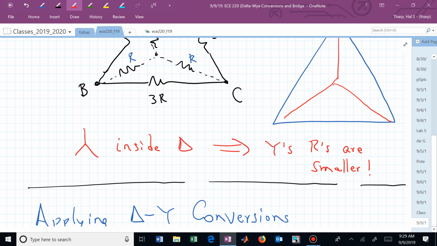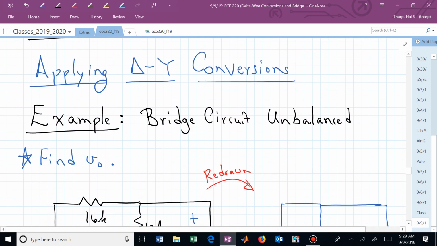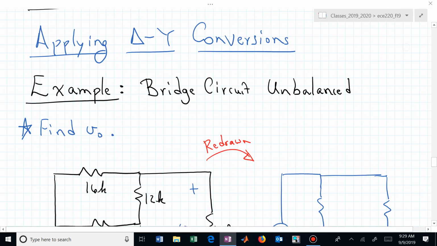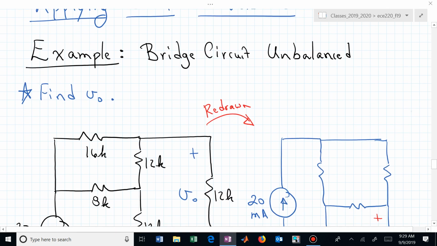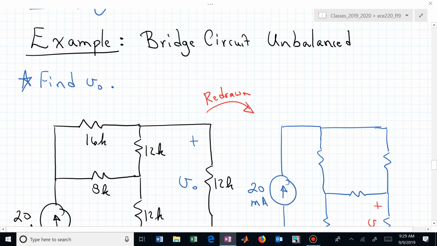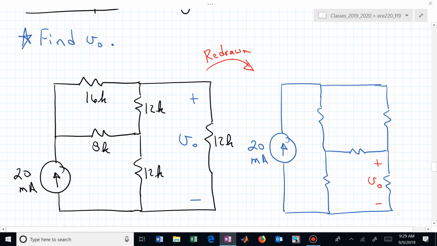We good on transforms, transforming Y's and deltas? Now we can put that to an application. Let's apply the Delta-Wye conversions to a bridge circuit. And in this bridge circuit, maybe what you're being asked to find is the voltage dropped across that rightmost 12K resistor.